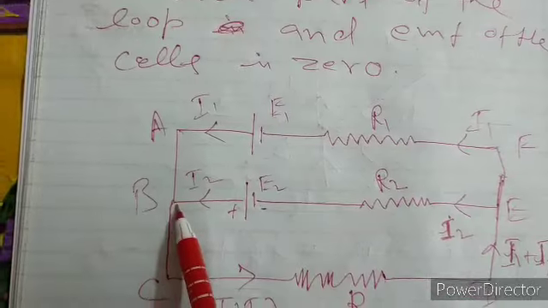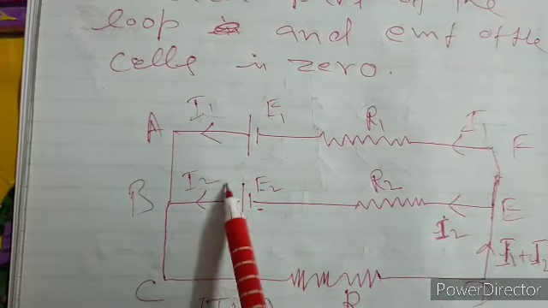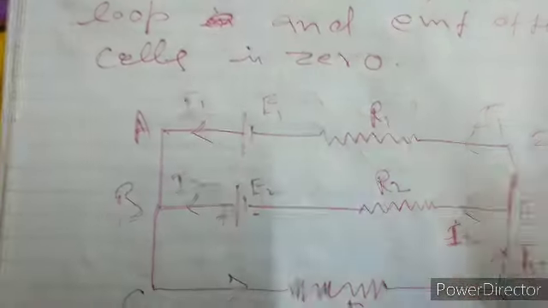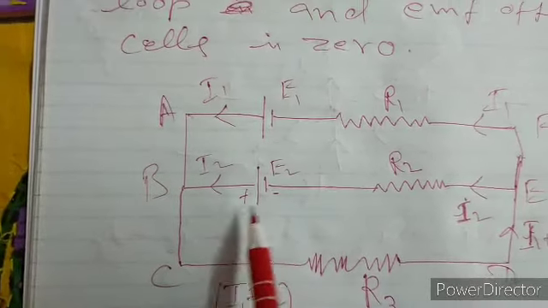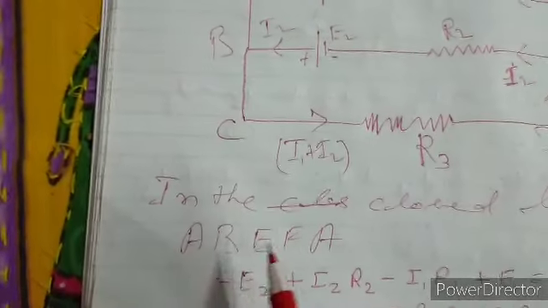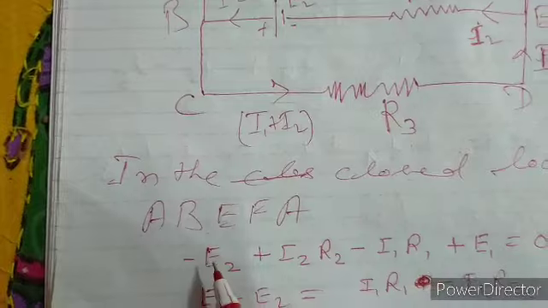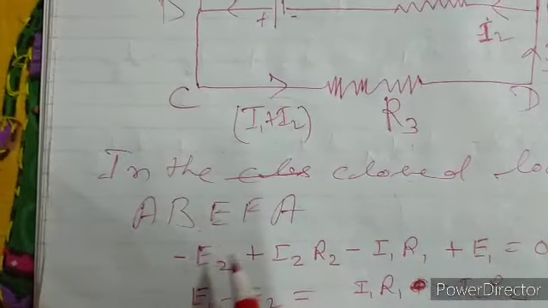We are going from A to B, then B to E. Then we are coming across a battery. Then we have to take the second terminal, minus E2. Minus E2, because this is voltage. We have to take voltage everywhere. Minus E2.